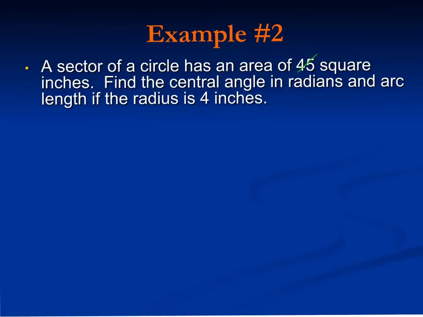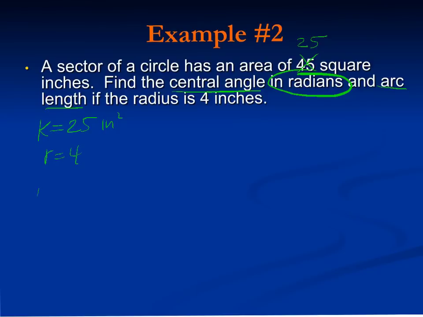I'm going to change this example slightly and make this 25. So a sector of a circle has an area of 25 square inches. We know that K is 25. We're looking for the central angle and the arc length in radians if the radius is 4 inches. So we know that R is 4.